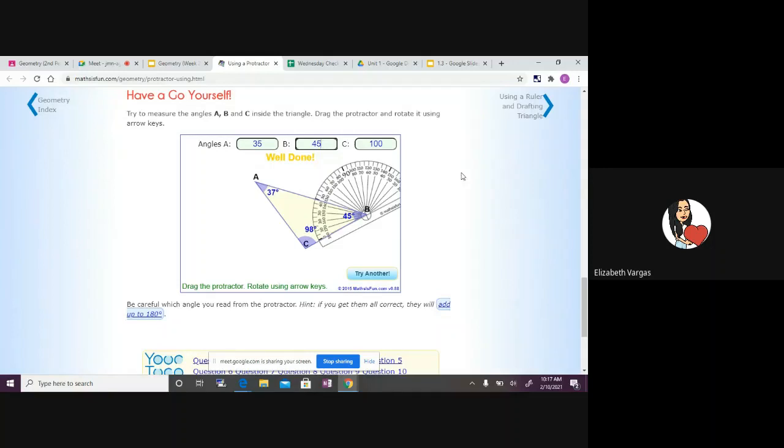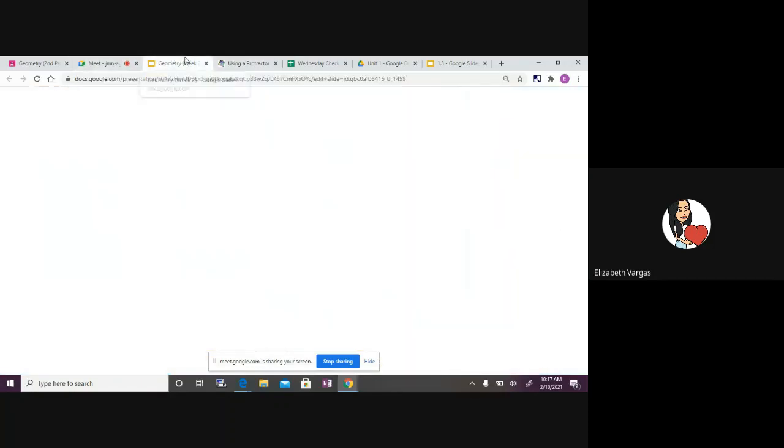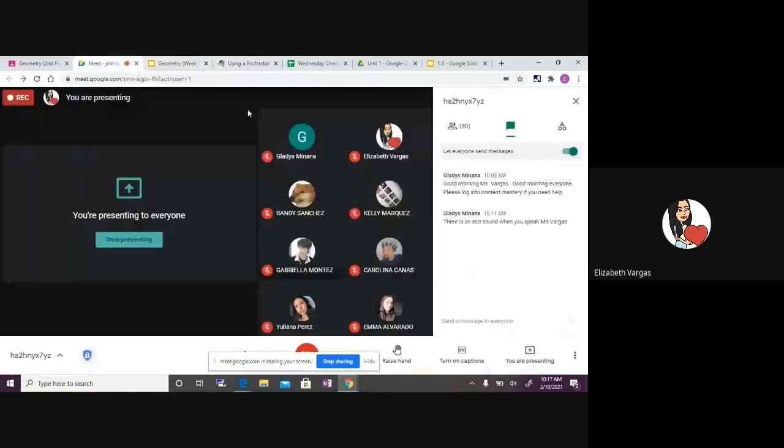And so there you can see that I have found the measures of all my angles using a protractor. And so that's how you would use a protractor. Does anyone have any questions?